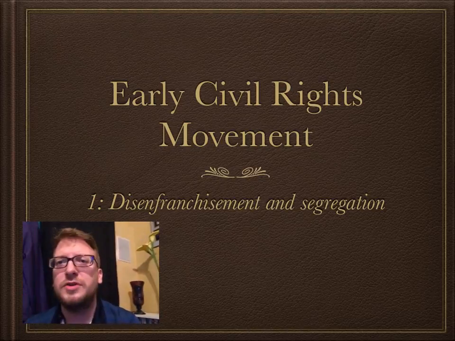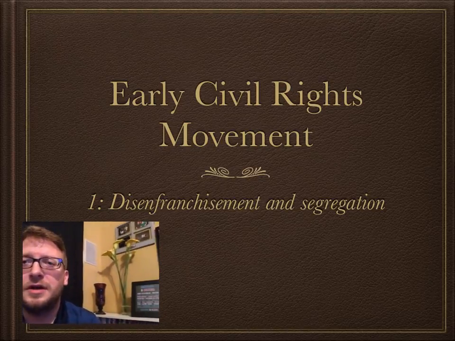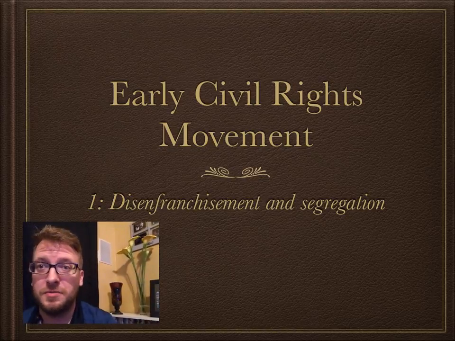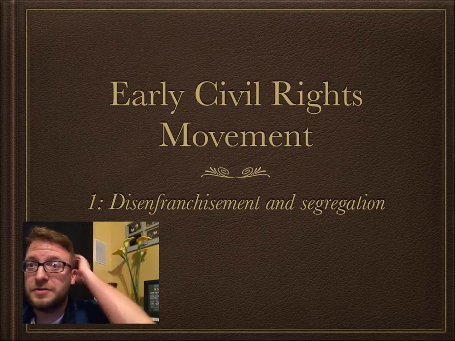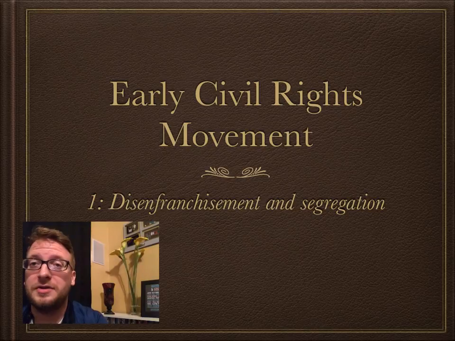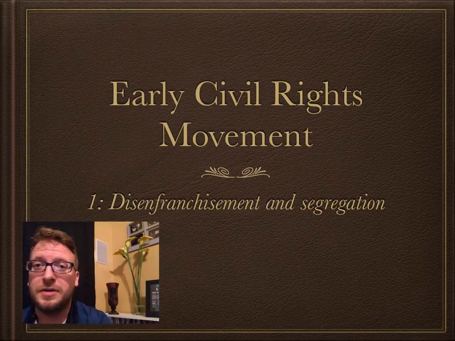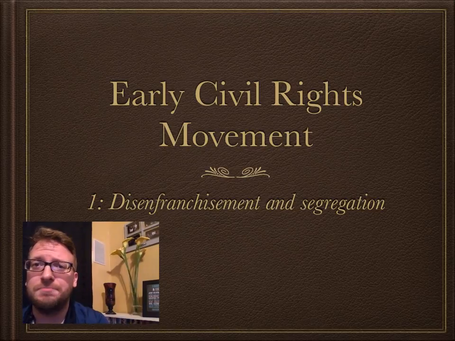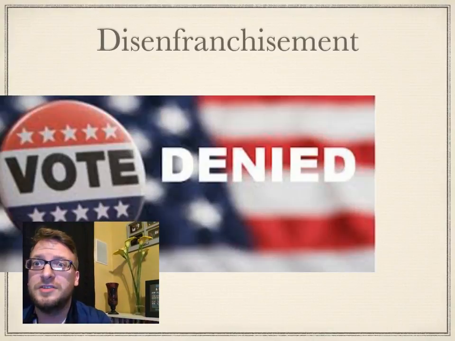Alright, so we're going to start early civil rights movement. Now, the civil rights movement itself is about getting rights for African Americans, to be broken down into two eras. I call this early civil rights, and in this first video we're going to look at disenfranchisement and segregation. First off, what is disenfranchisement?